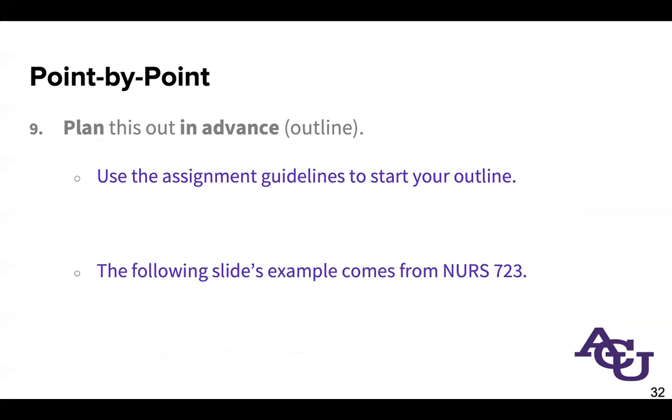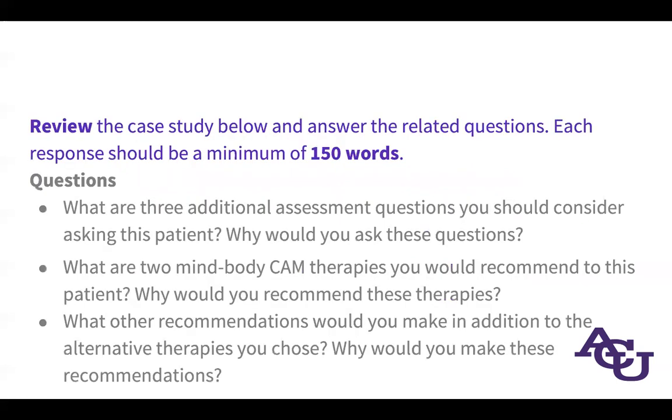So for planning this out in advance, I strongly recommend that you use the assignment guidelines to start your outline. And we'll look at an example coming from Nursing 723. So this assignment says, review the case study below and answer the related questions. Each response should be a minimum of 150 words. And then we've got 3 bullets here, each of which has multiple questions attached to it.